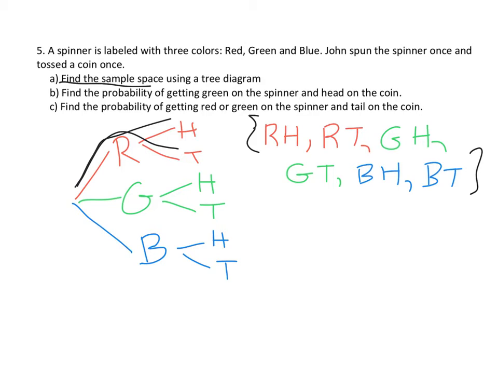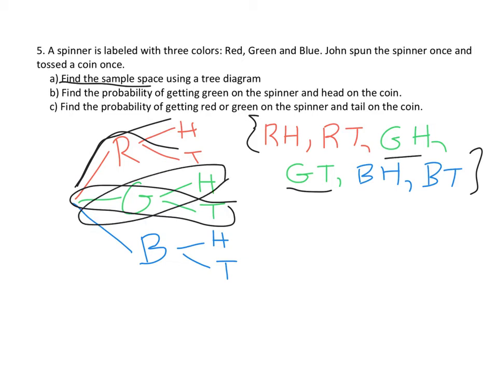So each thing in our sample space corresponds with one of the branches of the tree diagram. For example, green on the spinner and then a tail corresponds to this branch, or green on the spinner and then a head corresponds to that branch. So that's our sample space, and that's how we used a tree diagram to find it. So that's part A. Now for part B, find the probability of getting green on the spinner and head on the coin.